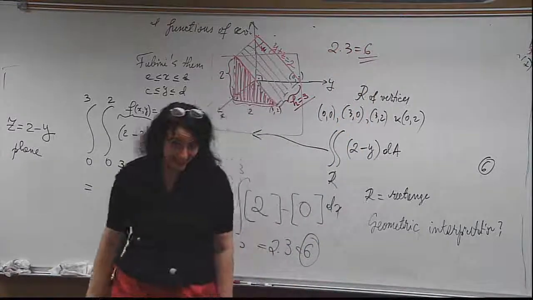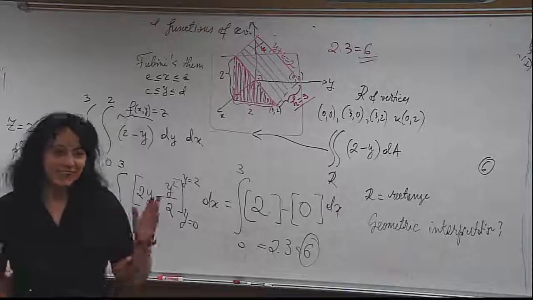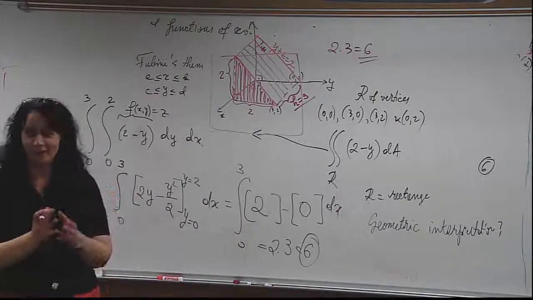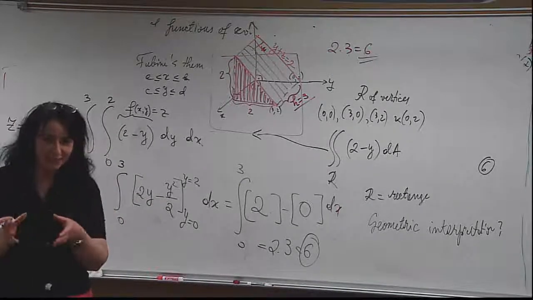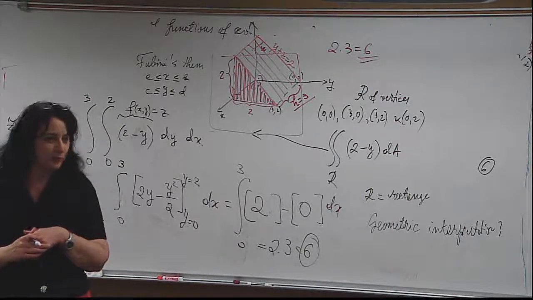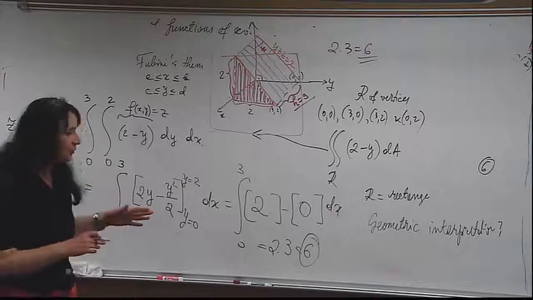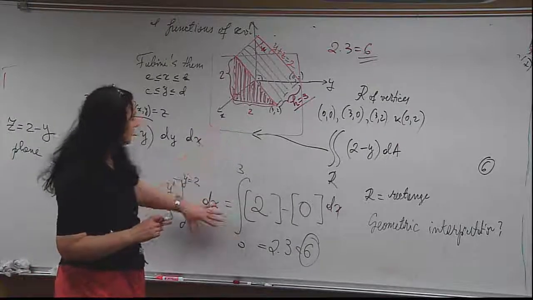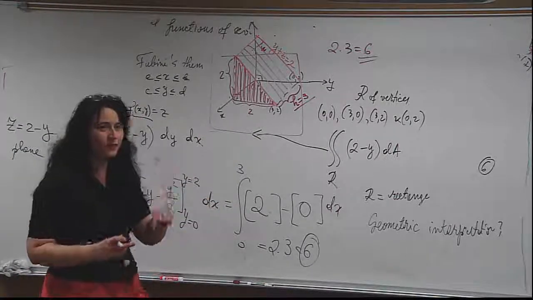I don't need calculus in this case, but when I have those nasty curvilinear z equals f of x, y, complicated expressions, I have no choice. I have to do the double integral. But in this case, even if I didn't know how to do it, I would still get the 6.